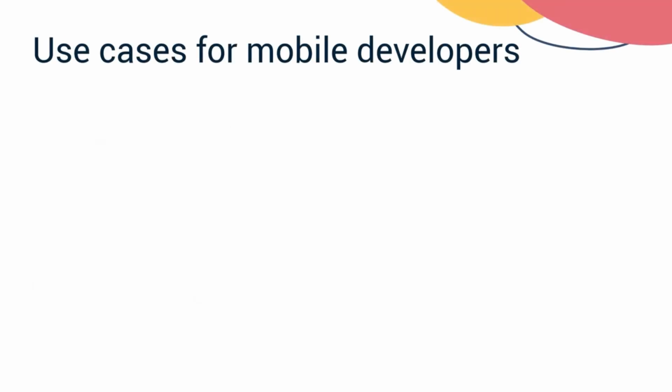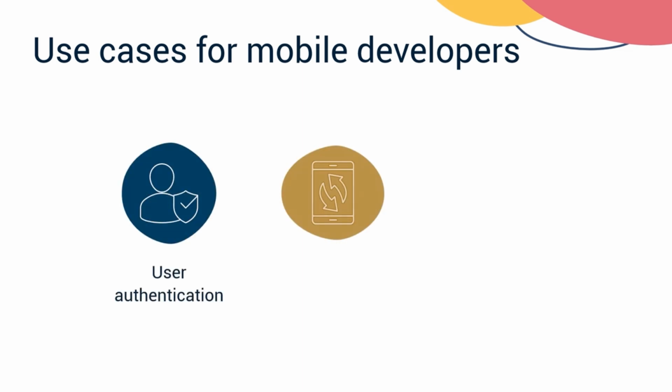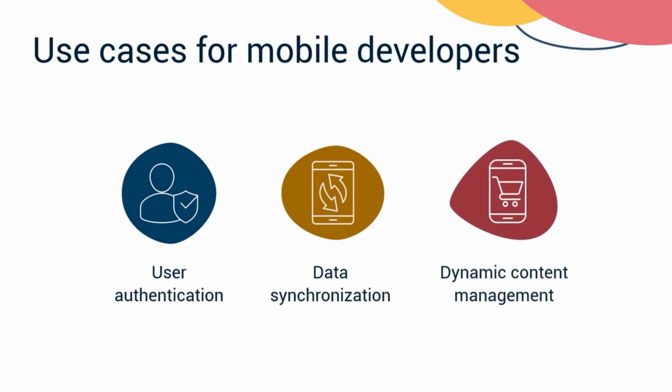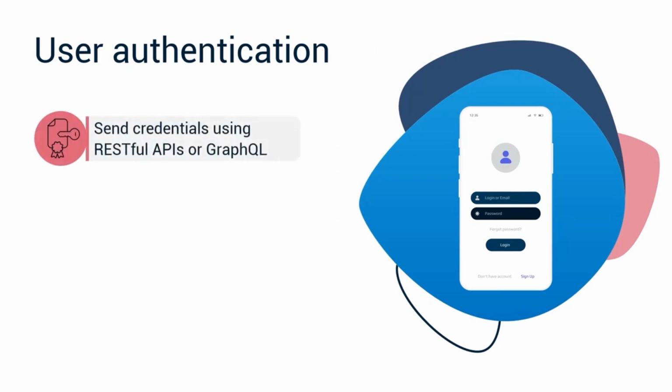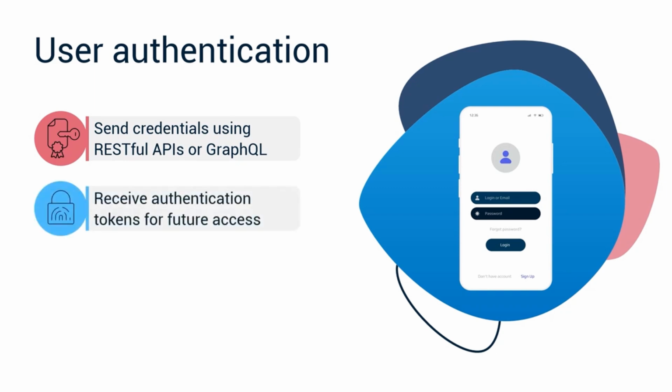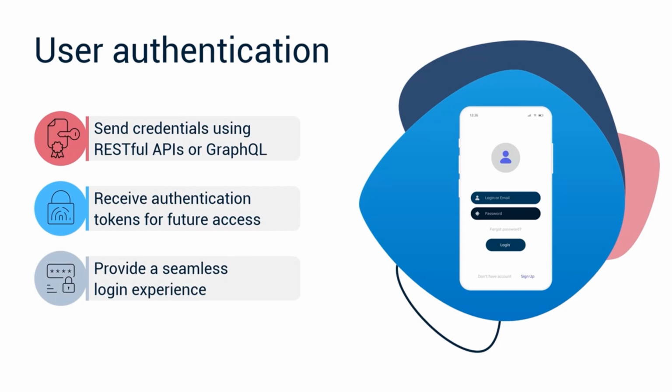Mobile developers can improve app performance and user experience. This is especially useful in areas such as user authentication, data synchronization, and dynamic content management. User authentication is essential for securely managing user accounts. Using RESTful APIs or GraphQL, developers can securely send login credentials to the server, verifying the user and returning an authentication token. This token ensures safe access in future sessions, providing a secure and seamless login experience.